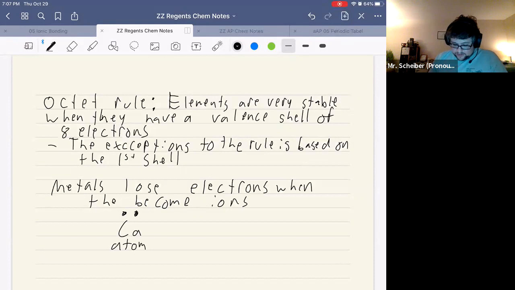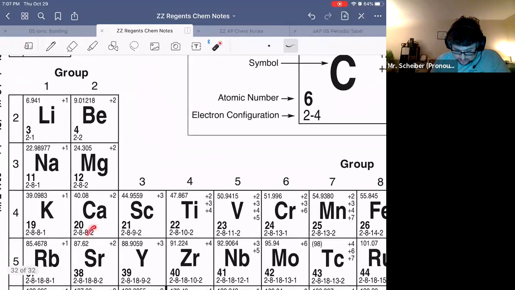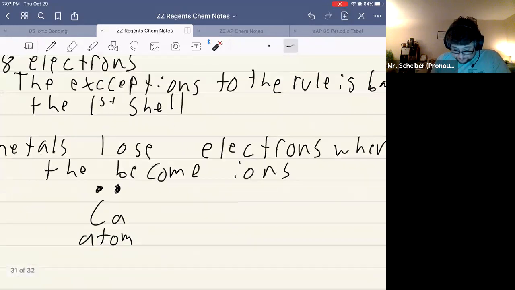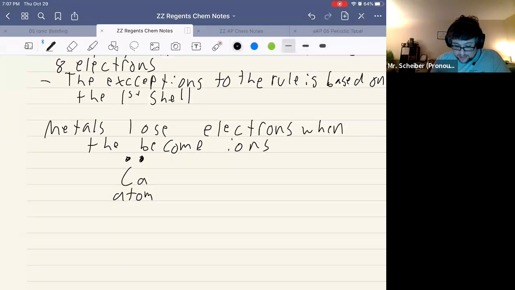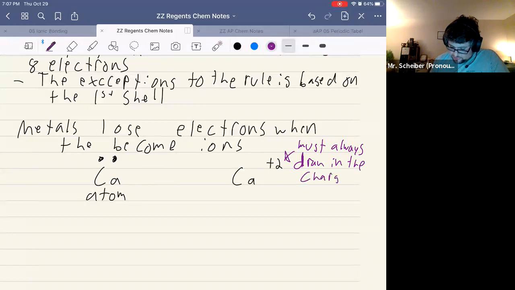And we can see over here that it has 2 valence electrons. Metals tend to lose electrons to get that 8, right? It's going to lose those 2 valence electrons to get that 8. So for a calcium ion, we would draw it like this: Ca plus 2. Very important: you must always draw in the charge whenever you're drawing an ion, because otherwise it doesn't look right.